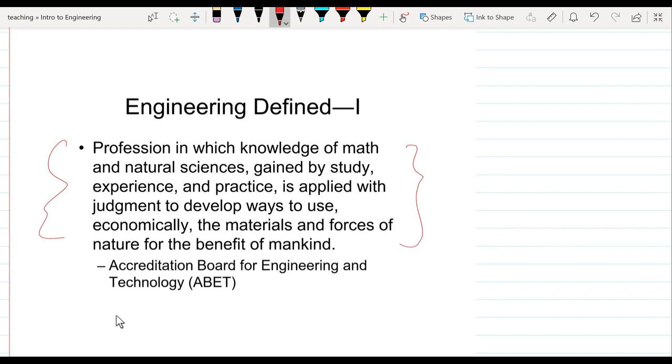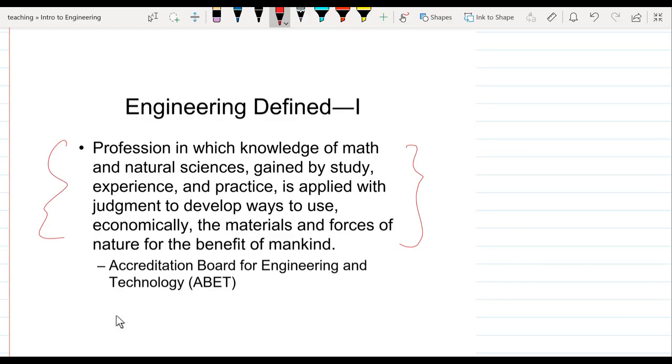That is a profession in which knowledge of maths and natural sciences gained by study, experience, and practice is applied with judgment to develop ways to use economically the materials and forces of nature for the benefit of mankind. That is how a body that accredits engineering internationally, called ABET, defines engineering. So that is one definition.